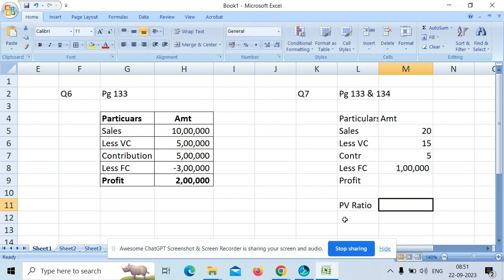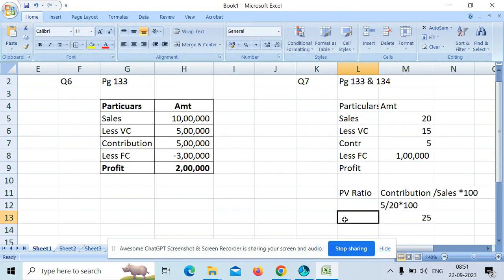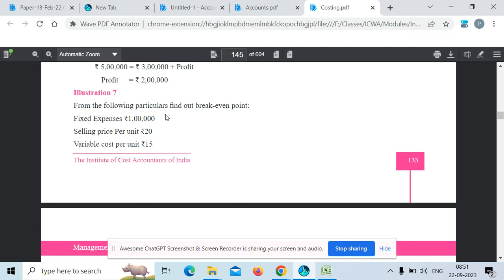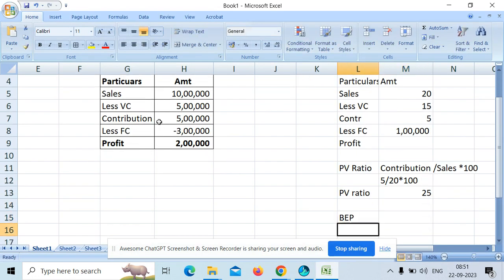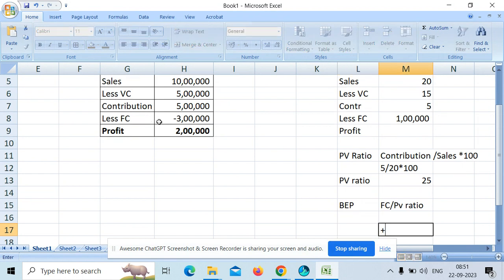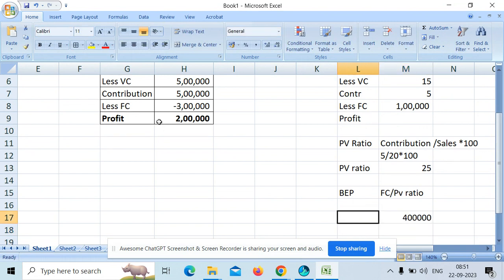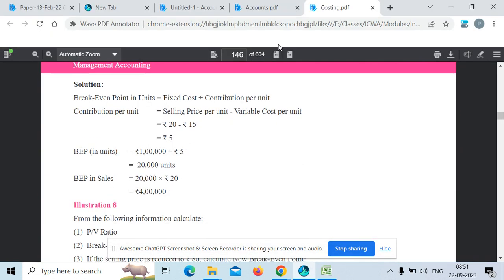So what is the formula for PV ratio? Contribution divided by sales into 100 will give you PV ratio. So contribution is 5 divided by sales 20 into 100. So 5 divided by 20 into 100, you will get 25% as PV ratio. Now I'll take my fixed expenses of 1 lakh rupees. So fixed cost divided by PV ratio. Fixed cost is 1 lakh rupees divided by 25%. So my break-even sales is 4 lakh rupees. You can complete this sum. Then we'll go for illustration 8.